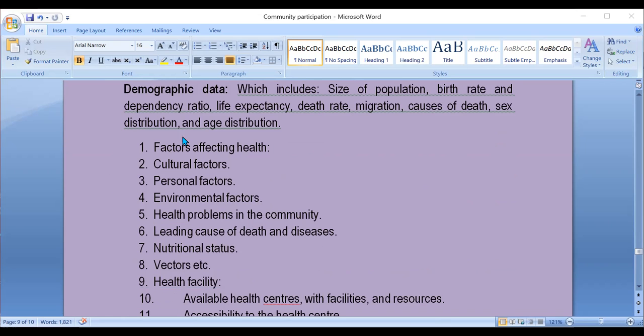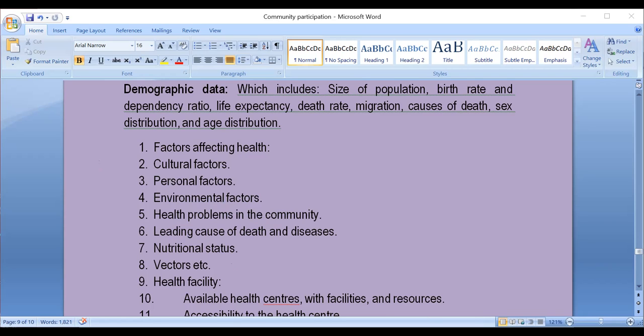Then it's going to provide factors affecting health, cultural factors such as culture, belief, taboos in the community. So it's going to provide personal information: their educational level, attitude towards healthcare, personal hygiene level, and all of that. Environmental factors: their refuse disposal system, waste disposal system, liquid waste disposal system, and other activities in the environment are going to give you this information.